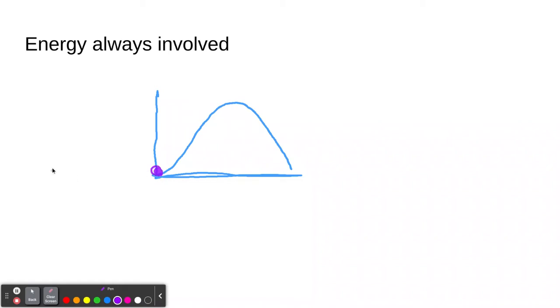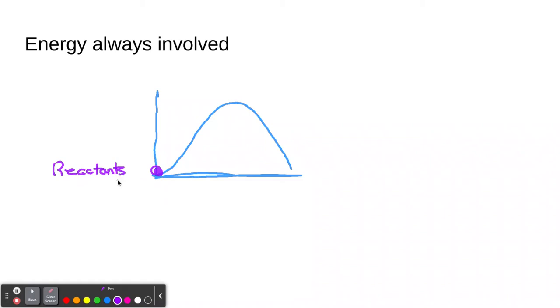Let's draw a little graph here. So let's say we had a little graph right here. And I'm going to create kind of a hill here. We want to get over that hill. So over here, put a different color. Let's say this thing in purple here is the reactants, whatever they are.